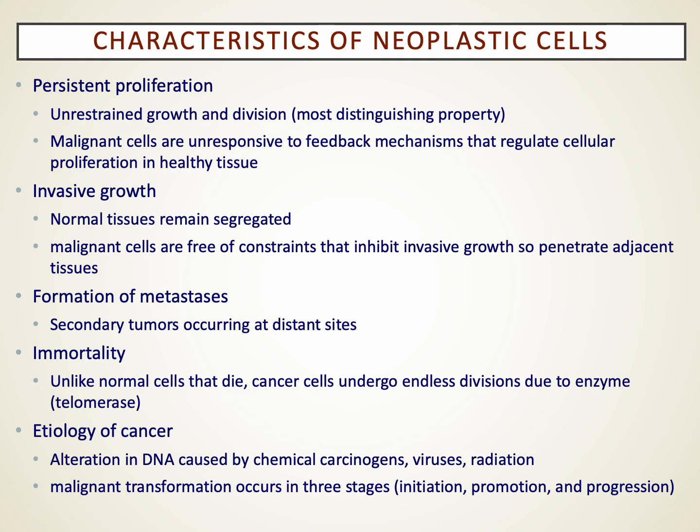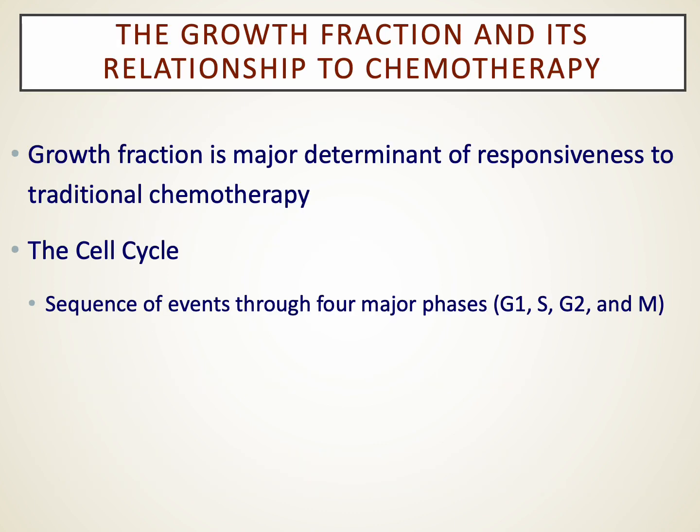So what we think of classically is that the cancer neoplastic cells have persistent proliferation. They have invasive growth. They can form metastases if they go beyond the basement membrane. They don't know when to stop growing. And the etiologies we've alluded to can be related to both what you inherit genetically and changes in DNA after birth based on exposures to radiation, carcinogens, or viruses, something else.